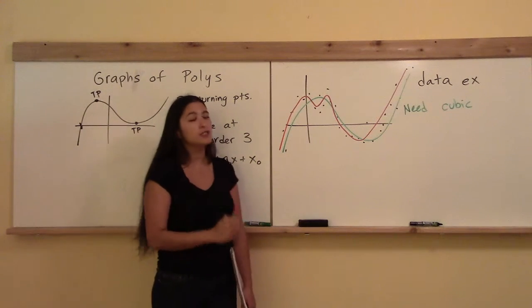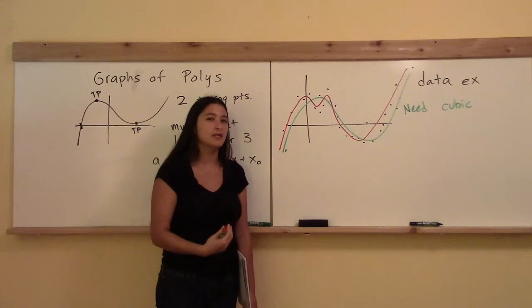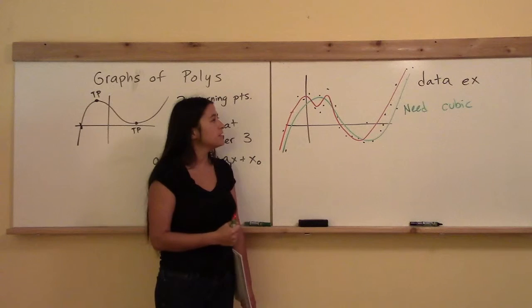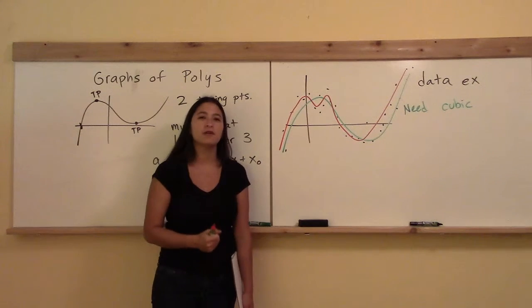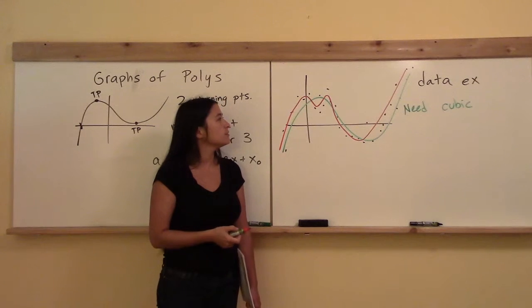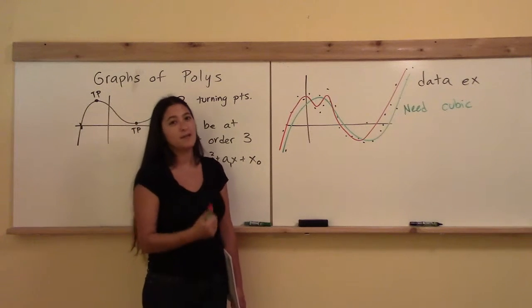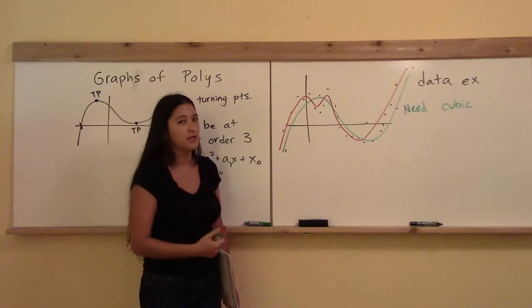Now, if I wanted to use the red line, what order of polynomial would I need to use? So pause the video, look at that red line, and try to figure out what is the least order polynomial that I could use to make that red line. Okay, so we're going to see how many turning points it has, and then we're going to add one to that, and that'll be our answer.